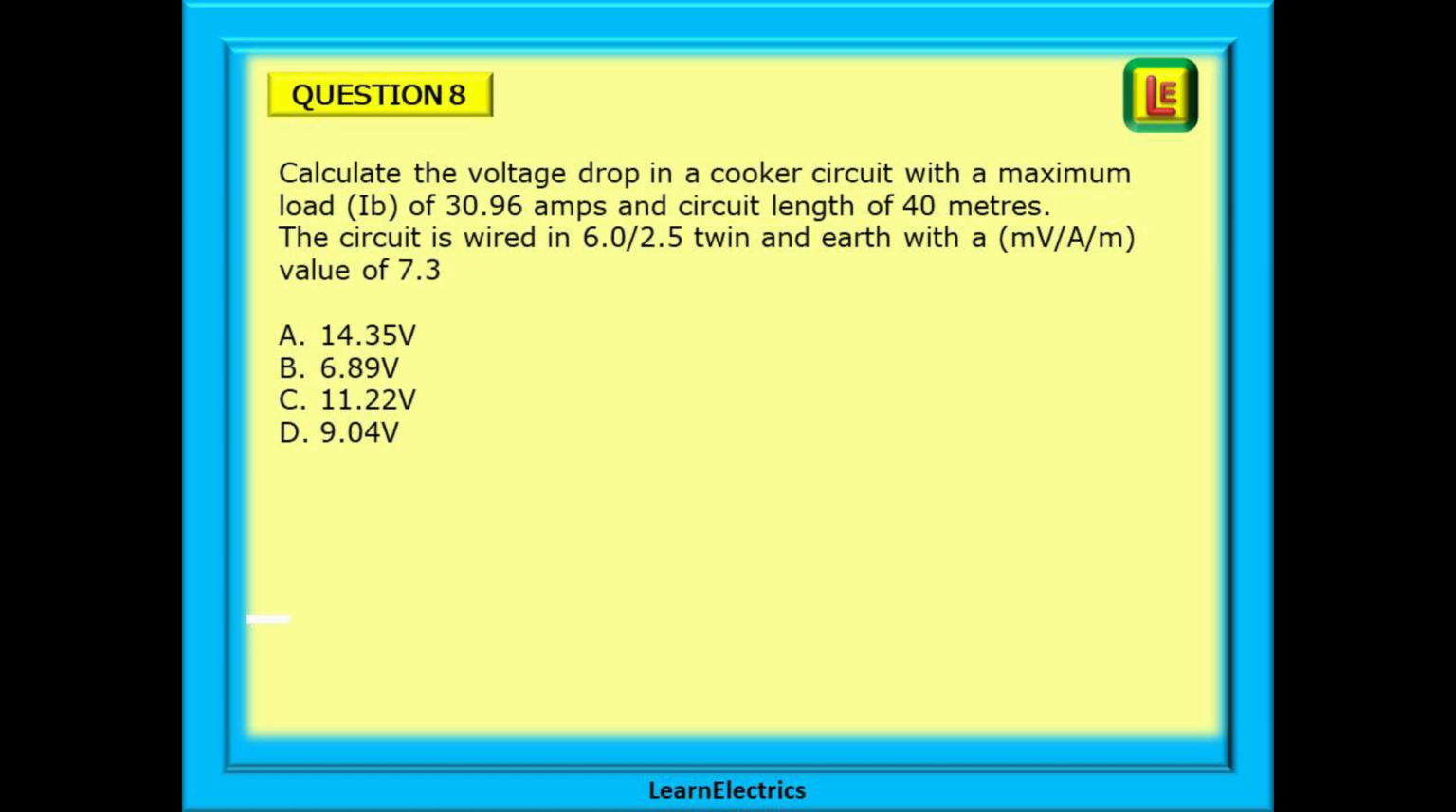Question 8 now. Calculate the voltage drop in a cooker circuit with a maximum load IB of 30.96 amps and a circuit length of 40 meters. The circuit is wired in 6 by 2.5 twin and earth with an MVAM value of 7.3. Again, pause the video and choose your answer.